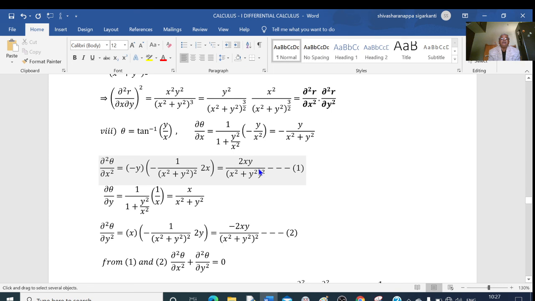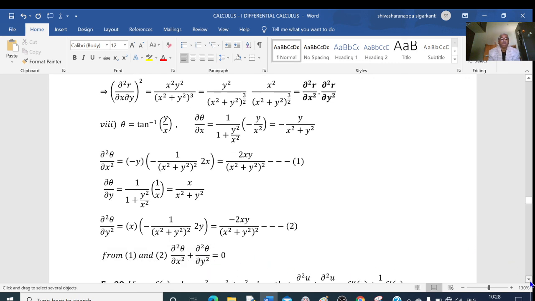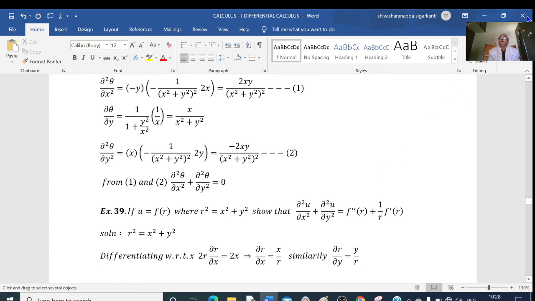See the right hand sides of 1 and 2. Now if I consider the left hand sides, dou square theta by dou x square plus dou square theta by dou y square, adding these two, the right hand sides are the same with opposite signs, therefore this becomes 0. So I am getting dou square theta by dou x square plus dou square theta by dou y square is equal to 0. Okay, thank you. I will stop here.